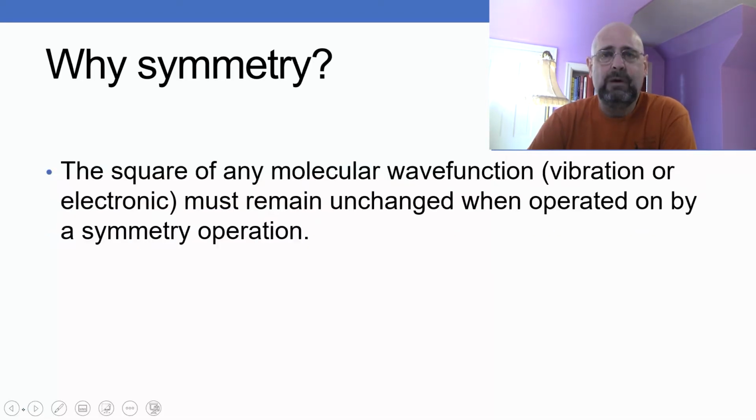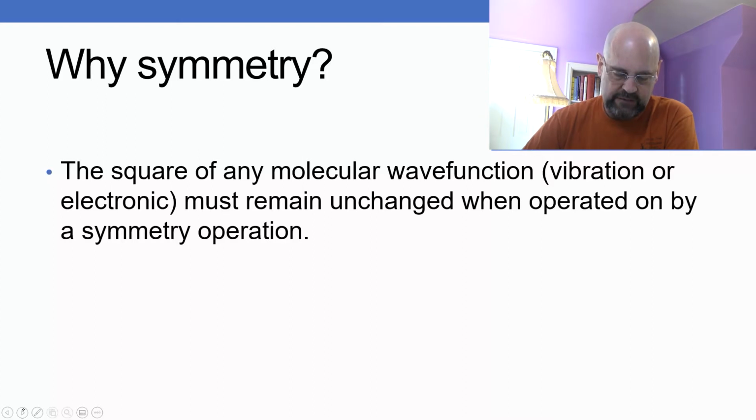So why symmetry? One piece that's often left out is that the square of any molecular wave function, vibration or electronic, must remain unchanged when operated on by a symmetry operation. So suppose I have some symmetry operation, we'll just call this some symmetry operation M, and suppose it's a rotation of the molecule back to an orientation that's indistinguishable from the prior one. So M psi is going to take psi to either plus or minus psi, because psi squared must remain unchanged.